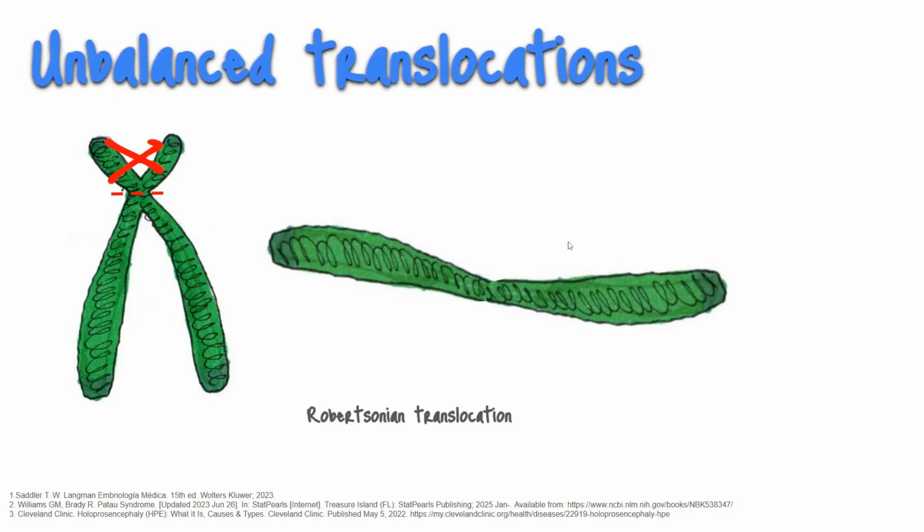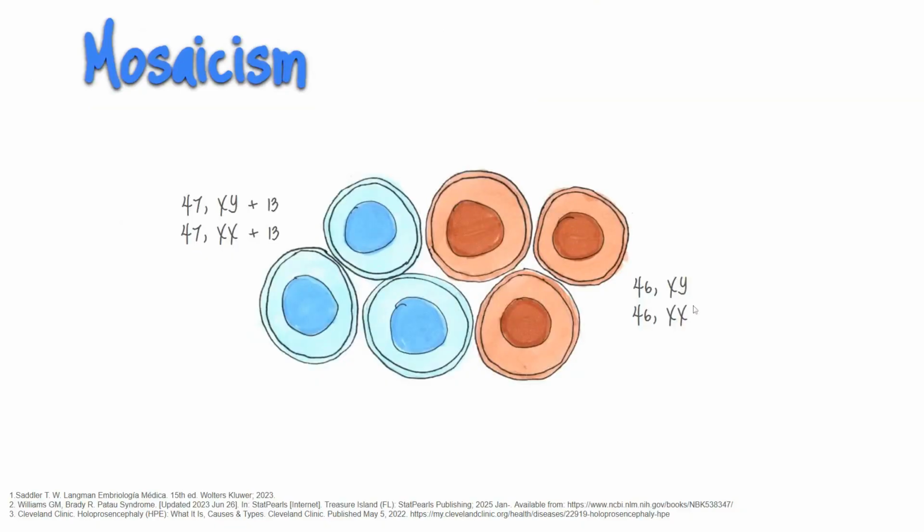Another way of representation for Patau syndrome is mosaicism, where three copies of chromosome 13 occur only in some cells alongside other normal cells. In this example, the left side has three copies of chromosome 13, and the right side has two copies of chromosome 13, having a normal karyotype.